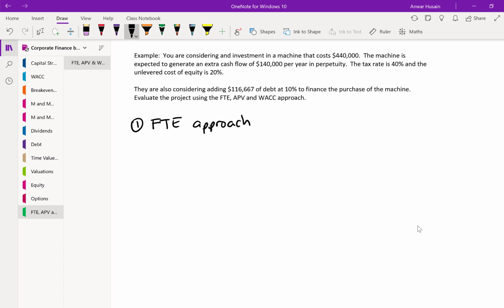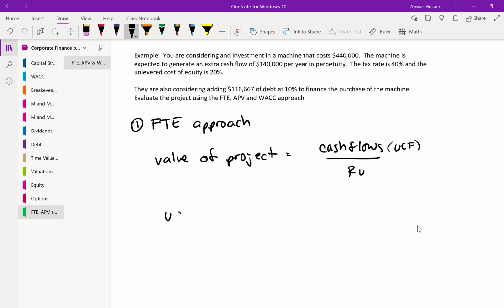So let's say, what's the value of this project if it was just funded by equity? The value of the project is going to be equal to the cash flows that you get divided by the unlevered cost of equity. And the cash flows essentially are the unlevered cash flows. So what are the unlevered cash flows? The unlevered cash flows are $140,000.